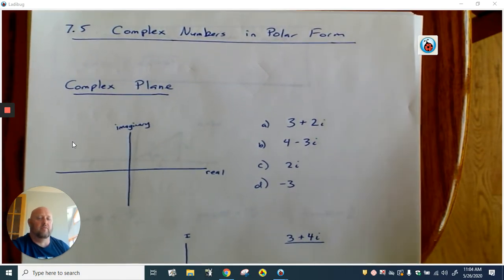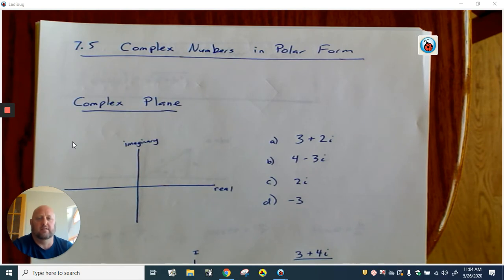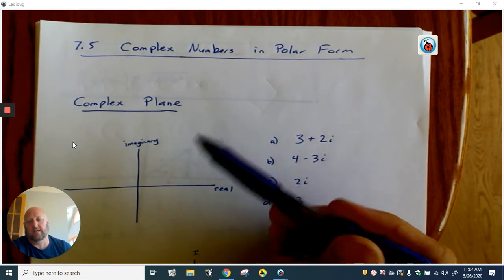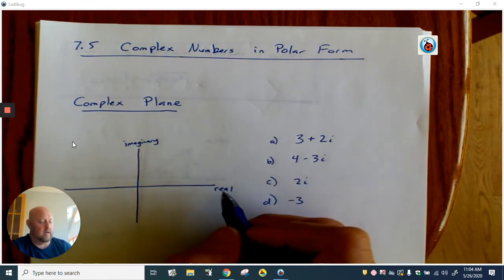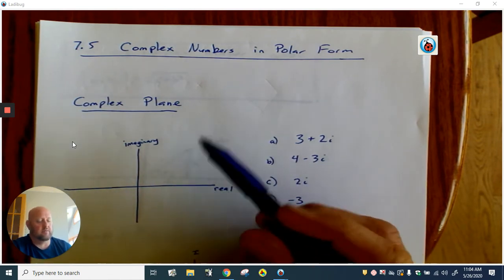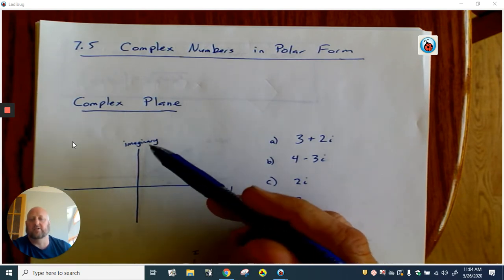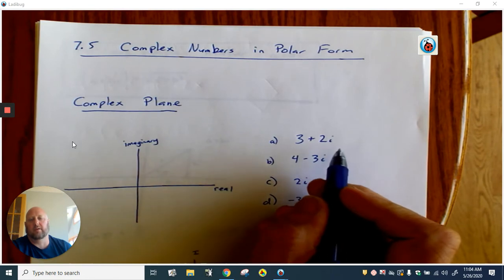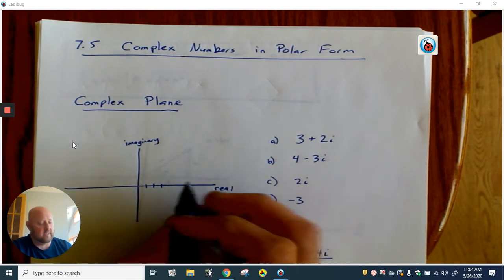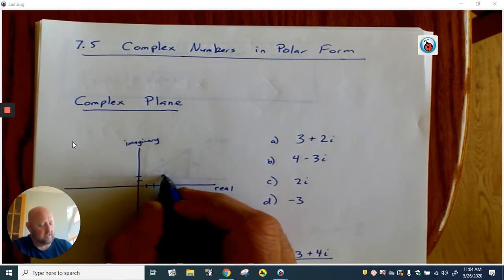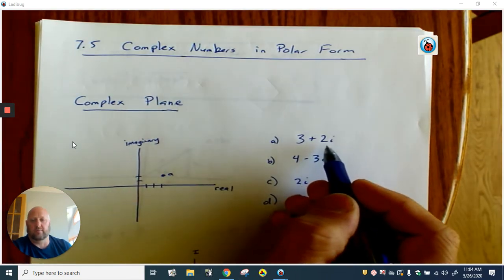Before we can really talk about putting them in polar form, it's very helpful to plot our imaginary numbers in what we call a complex plane. Basically, we have an x and y axis, but instead of an x-axis, we now have a real axis, and instead of the y-axis, that's now our imaginary axis. So plotting the number 3 plus 2i is really just a matter of going 3 on the real axis and then 2 on the imaginary, and that's where the point 3 plus 2i would be.